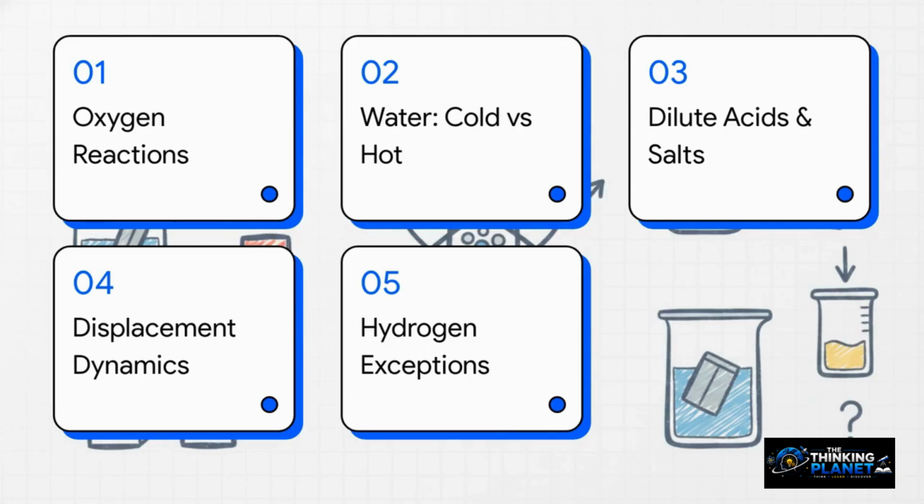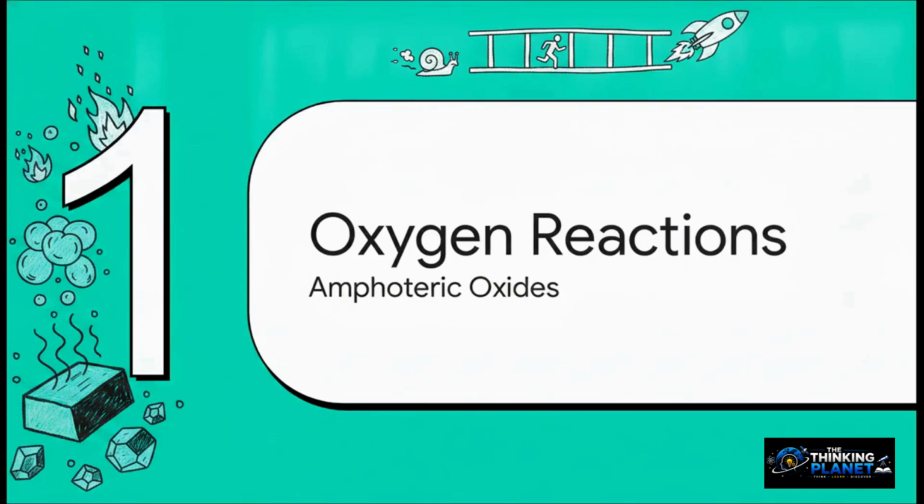1. Oxygen and amphoteric oxides. 2. Water, cold versus hot. 3. Dilute acids and salts. 4. Displacement dynamics. And 5. Hydrogen exceptions. Let's not waste any time. Section 1. Oxygen and amphoteric oxides.